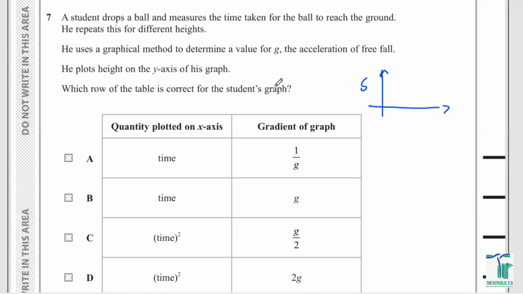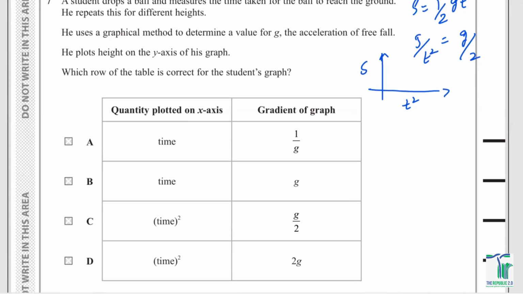Well, that is a very famous practical. Whenever you're going to plot S over here and T square over here, and you're going to calculate the gradient of this graph, we do know that S is equal to 1 by 2 GT square. So if you want to calculate the gradient of this graph, that is going to give you S upon T square equals to G upon 2. So if we plot the square of time on the x-axis, we would be having a gradient of the graph which is equal to G by 2. So what does that mean? That C has to be the right answer.